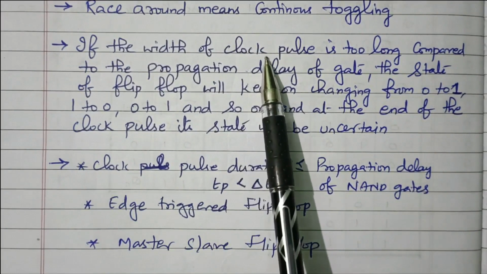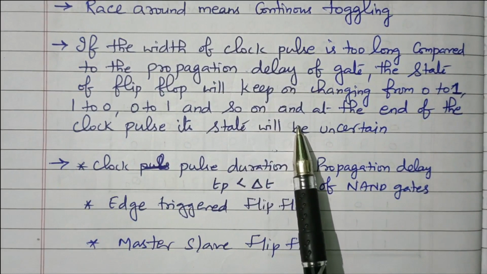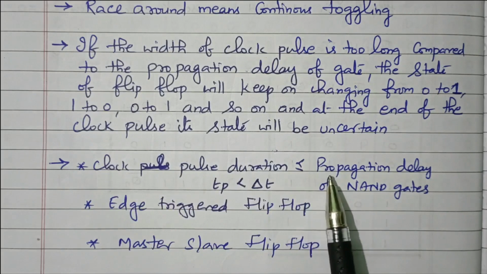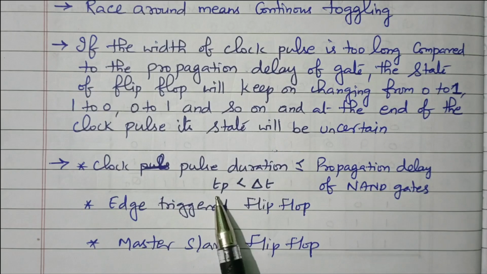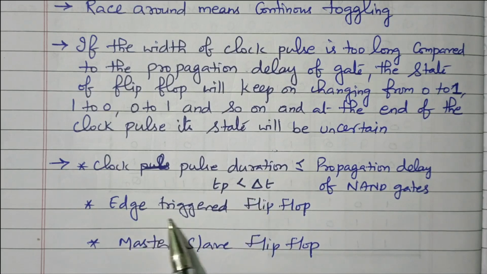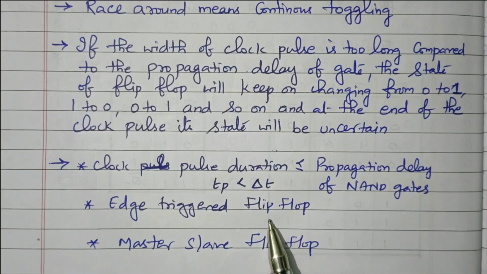So the clock pulse is more, the propagation delay is less, the race around condition exists, that is 0 to 1, 1 to 0 changes. So the clock pulse duration should be less than or equal to the propagation delay of the NAND gate. So that is Tp, the clock pulse should be less than Δt, that is the propagation delay of the NAND gate. So this is possible in an edge triggered flip-flop. Edge trigger means during positive edge or negative edge. When the clock pulse changes from 0 to 1, it is a positive edge triggering. 1 to 0 is a negative edge triggering.